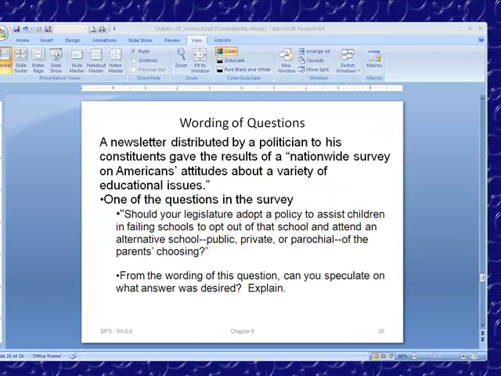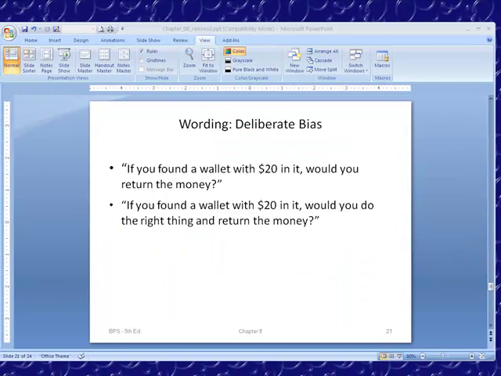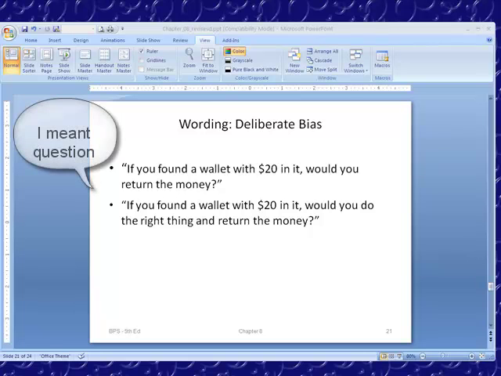You have to be careful about the wording of the question. Sometimes if it's too complicated, it's hard for people to answer. Sometimes we pose a question where we put a bias in the answer.